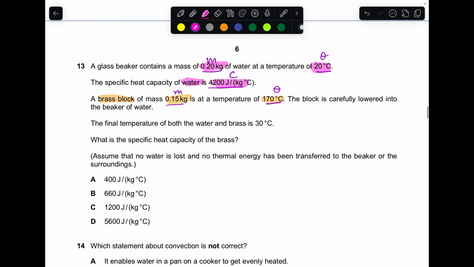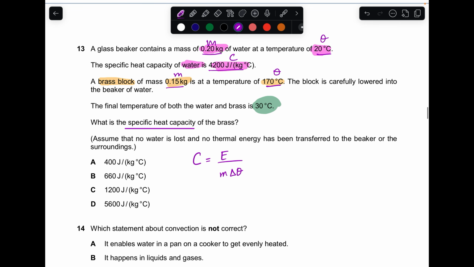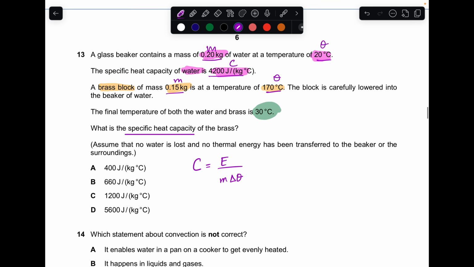The final temperature of both the water and the brass is 30. So we have the final temperatures. What is the specific heat capacity of the brass? Assume that no water is lost and no thermal energy is transferred to the surroundings. First thing you need to know: the specific heat capacity of the brass, we know the formula, C is equal to E divided by m delta theta. The energy is not given, right? That you have to find. How can we find the energy?